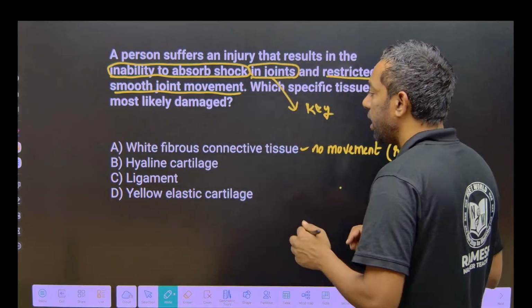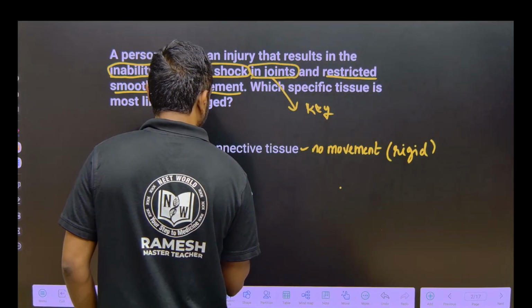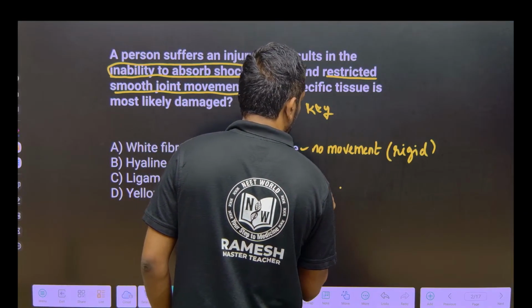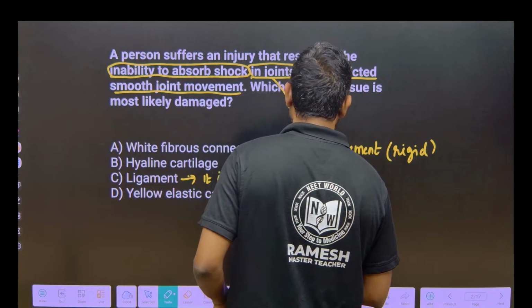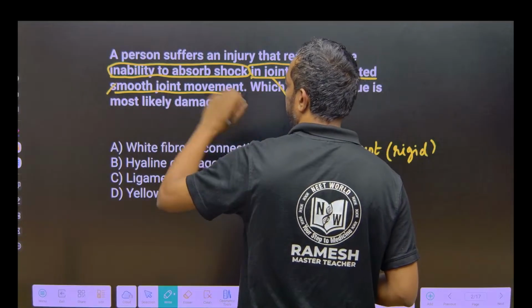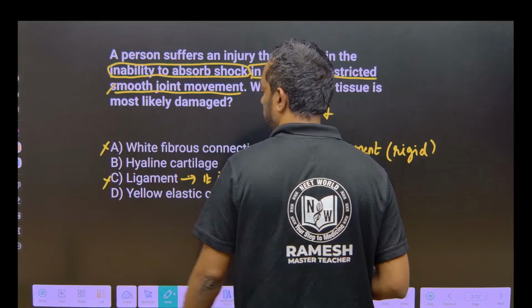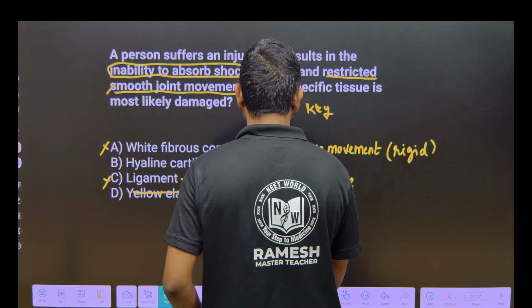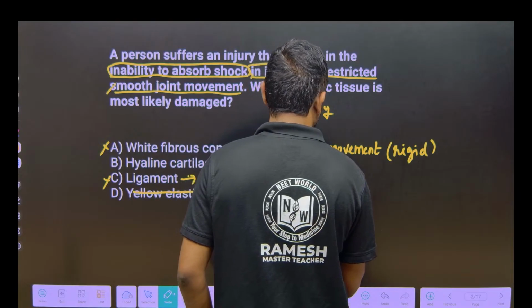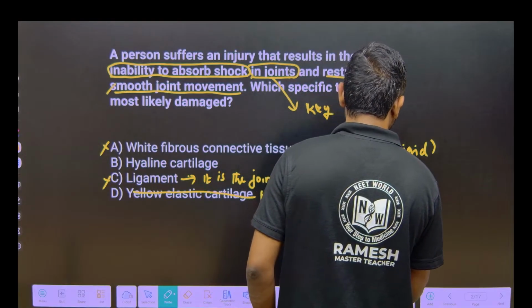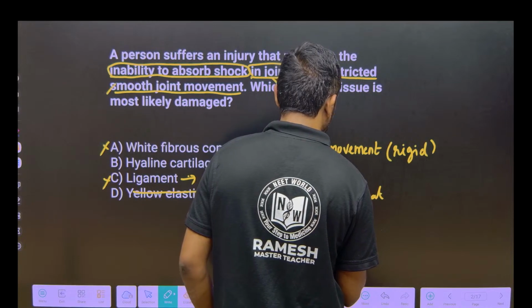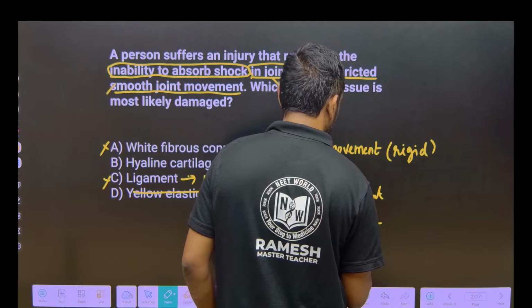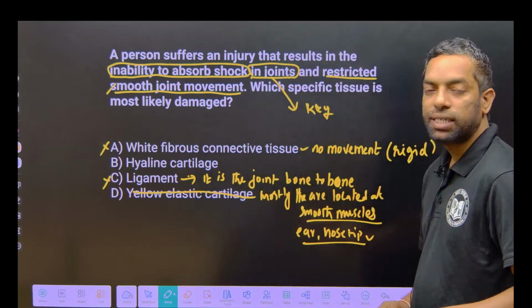And ligament is the joint from bone to bone. It is not about smooth movement, so this is not the answer. Yellow elastic cartilage mostly does not have joints. It is located in places like the ear and the nose tip. Yellow elastic cartilage is found in these areas.